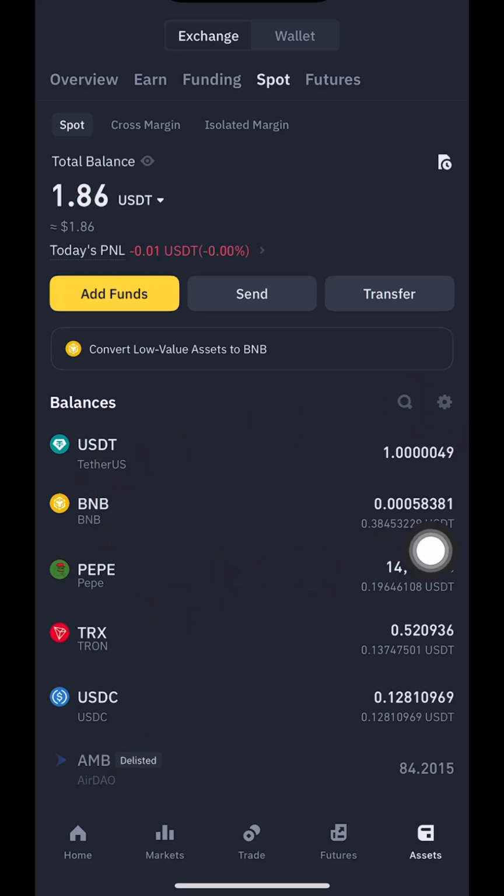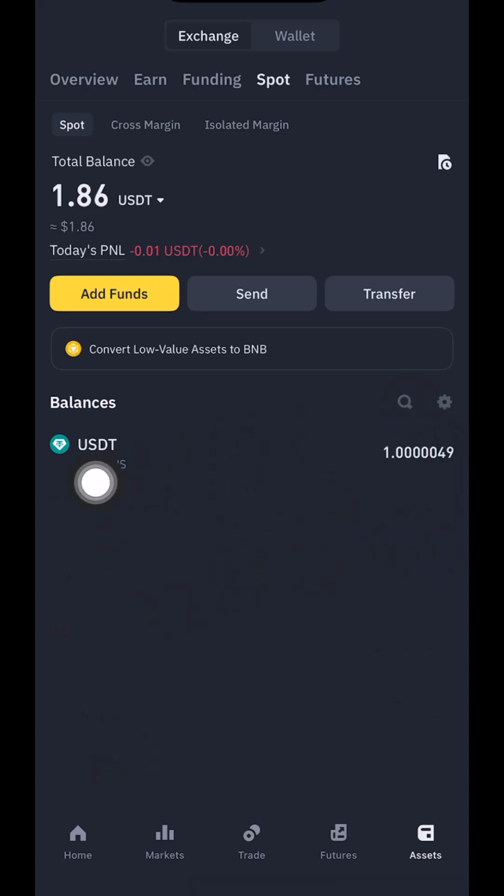I want to hide some of the coins below $1 here. So now in my spot account, I have $1. You can see it. So we are going to trade spot. We also can trade some pairs.